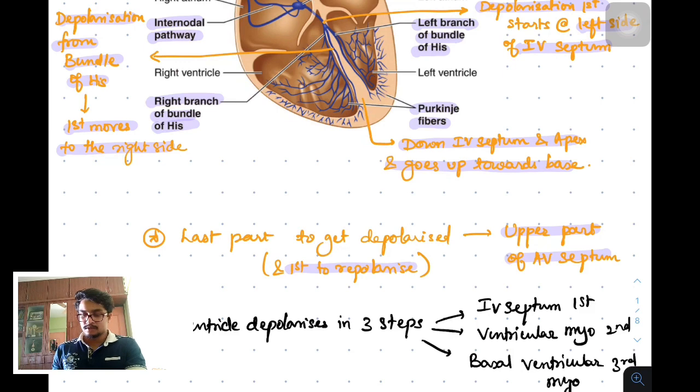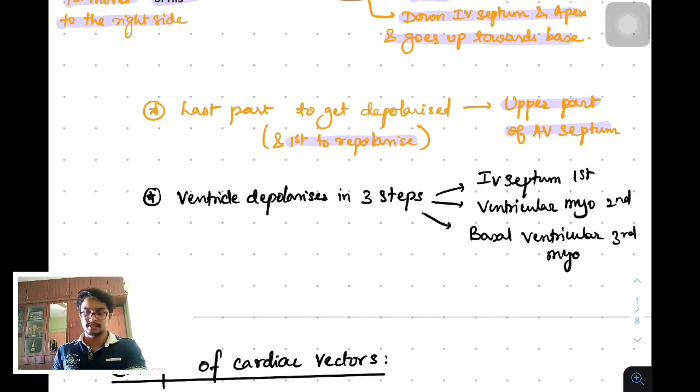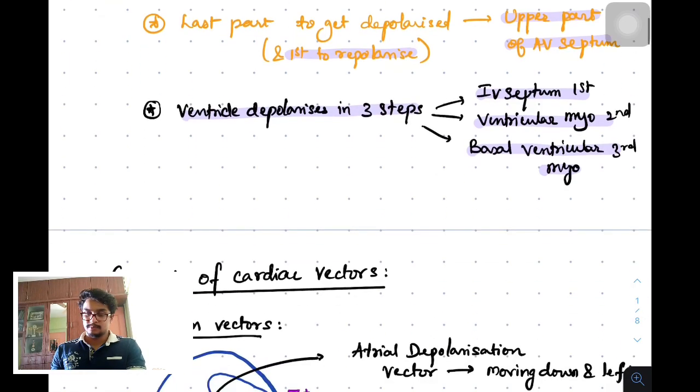Now, the atrial depolarization occurs as a single event, but the ventricle depolarizes in 3 steps. First is the interventricular septum. Second, the ventricular myocardium as a whole depolarizes. Then the basal ventricular myocardium depolarizes. So the interventricular septum is a very small part when compared to the entire ventricular myocardium. When we talk about the vectors, it will become clear.